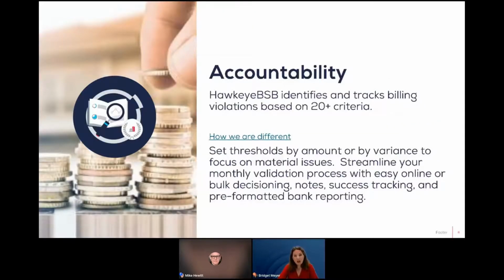Banks are one of the largest vendors that your company works with, and they are unique in the fact that they can actually auto-debit the cost of services without going through a typical AP approval process. Redbridge encourages corporates to approach accountability with an AP invoice approval mindset. Having managed this process for many companies over the years, we know the information that banks need to effectively process a refund and built features within Hawkeye BSB to manage this process. We allow users to set thresholds by dollar amount or variance so you can focus on material issues. We provide easy online or bulk decisioning with ability to add notes and track your success.